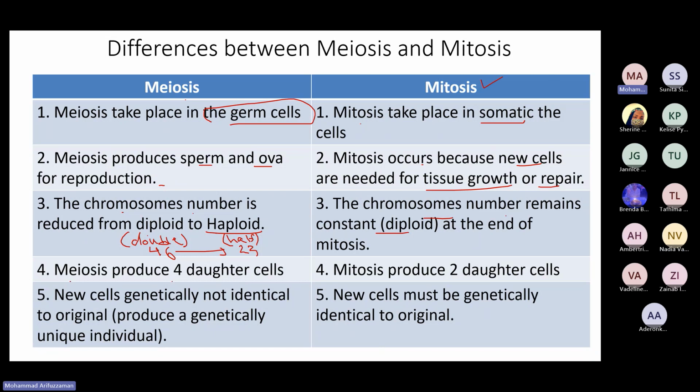Meiosis produces 4 daughter cells and mitosis produces how many daughter cells? 2 daughter cells. And the meiosis cells are genetically not identical, while mitosis cells are genetically identical to the original. So this is the difference between meiosis and mitosis.